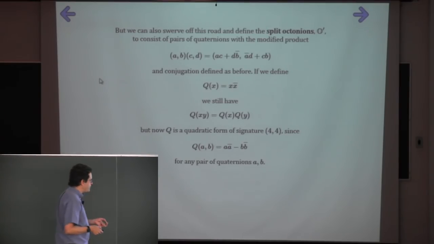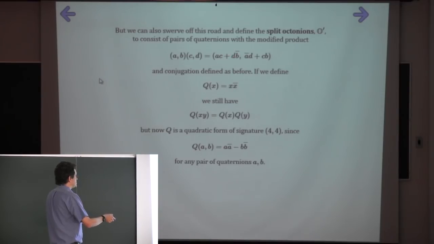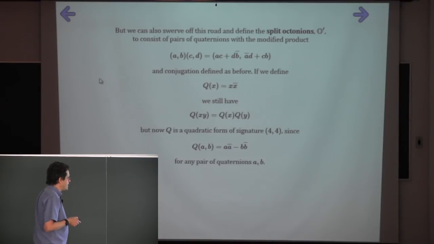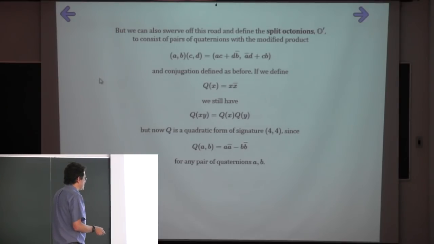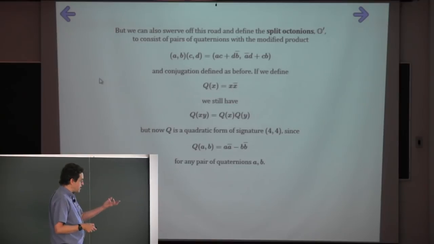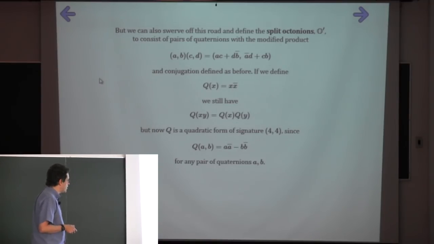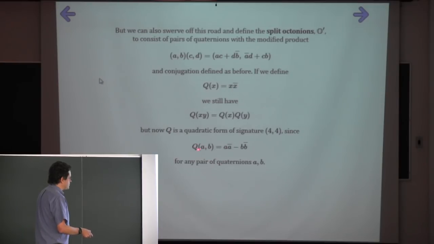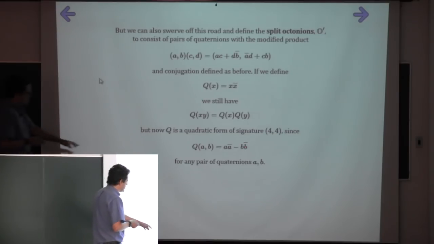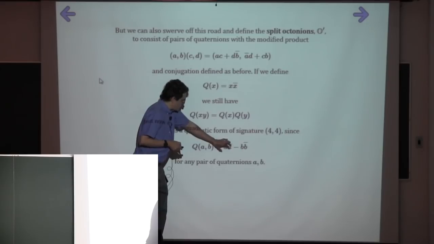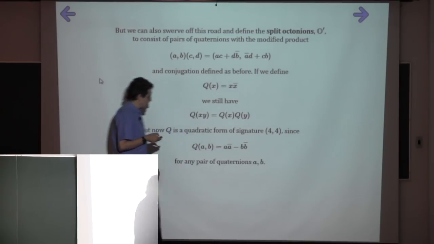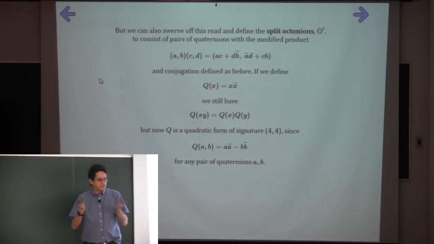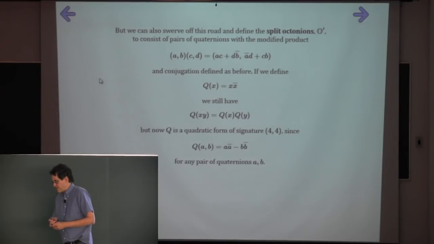But now it's not positive definite anymore because we switched the signs in some silly way. And so now, if you do a little calculation, you'll see it's a quadratic form that's non-degenerate but indefinite. It has signature 4, comma 4, because if AB is some pair of quaternions, and you multiply it by its conjugate, you get AA bar minus BB bar. So you have a 4-dimensional space of the first quaternion that gives you something positive definite, but then the other 4-dimensional space gives you something negative definite. So that's why it's called split. It's split between being positive definite and negative definite.